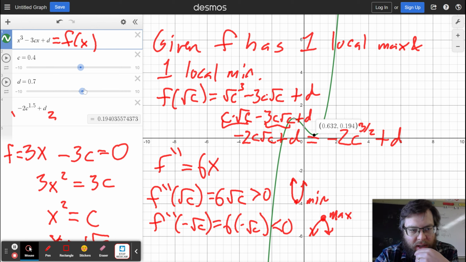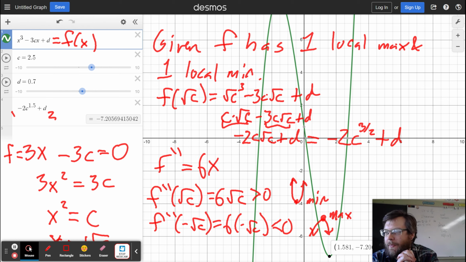Okay, and they actually continue to agree with each other. Ooh, if I have a negative c value, oh yeah, because I'm taking the square root, then that point does not exist. But you can see that if I change the c value, my formula still works to give me the y coordinate of the minimum, and then the y coordinate of the maximum is almost the same. It just has a positive 2 in front instead because of the symmetry.